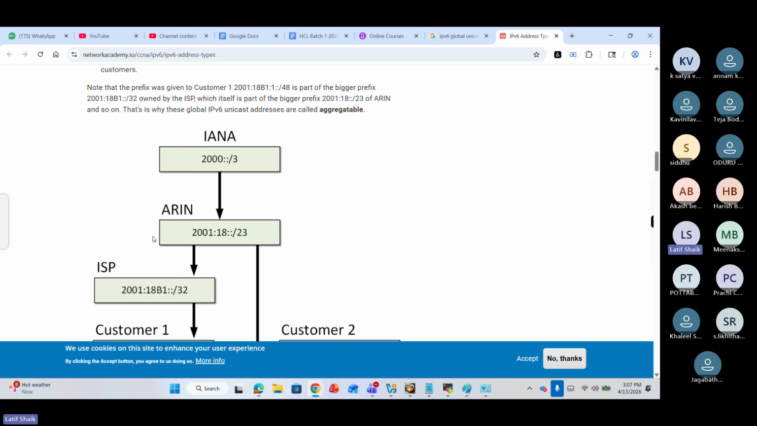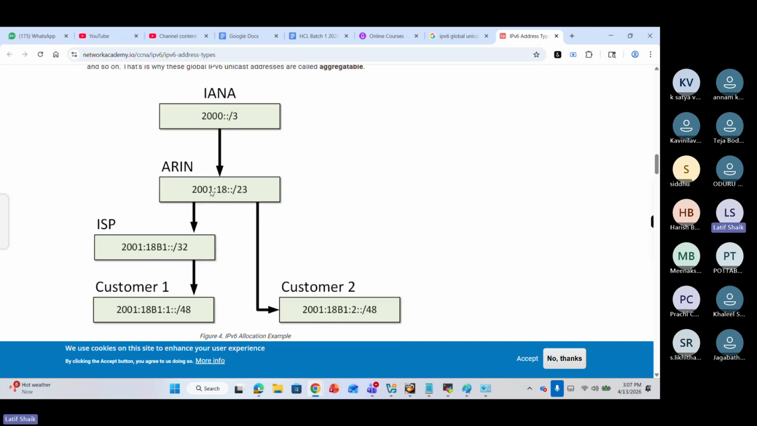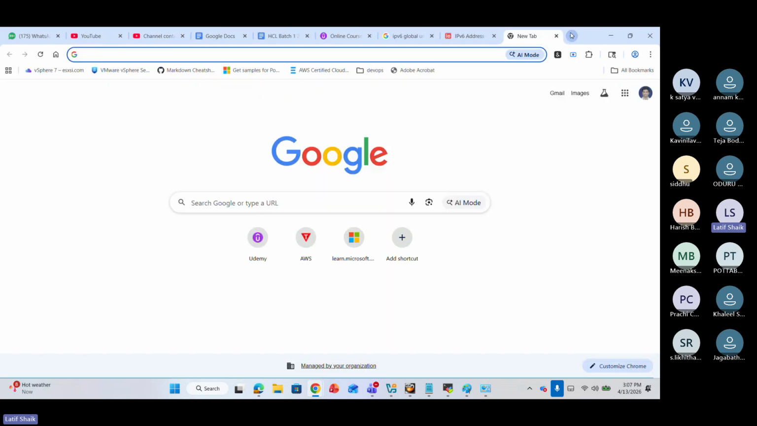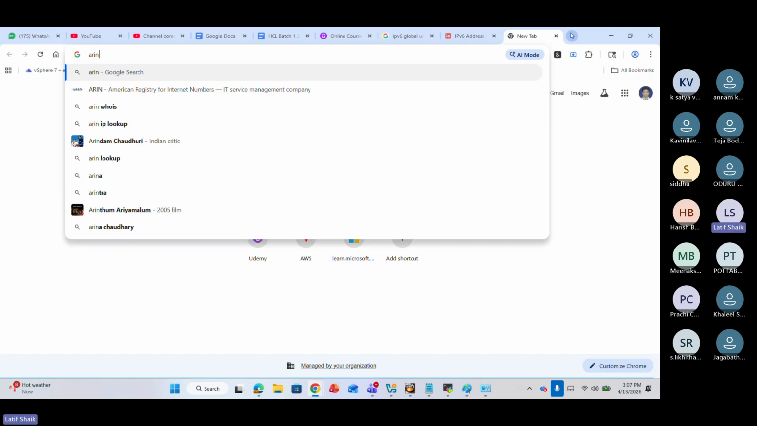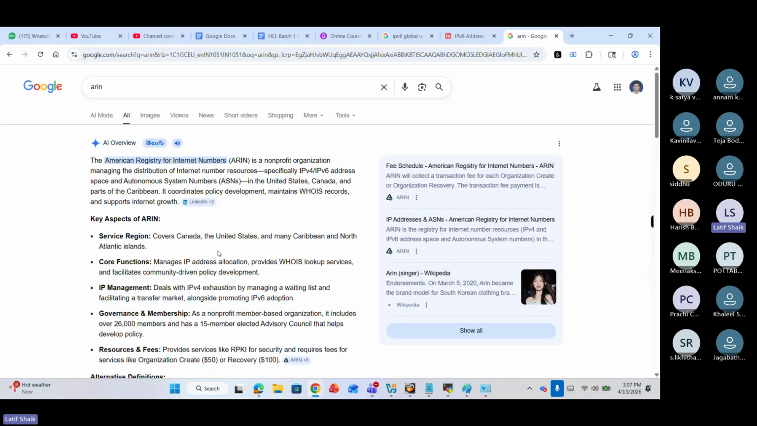So I want to say that this is the total IPv6 global unicast range. Again, this is for your area, meaning which geographical area. Asia specific, ARIN, what is that? We have to check it. Okay, American Registry for Internet Numbers, the ARIN range.